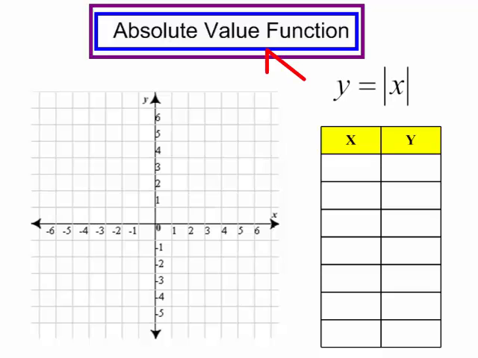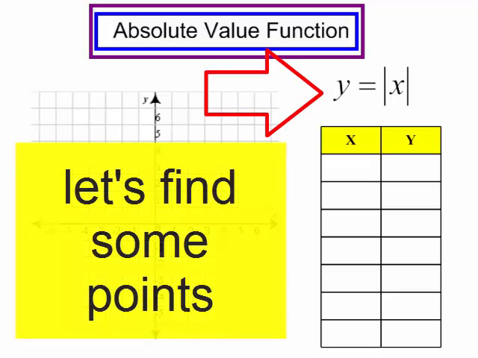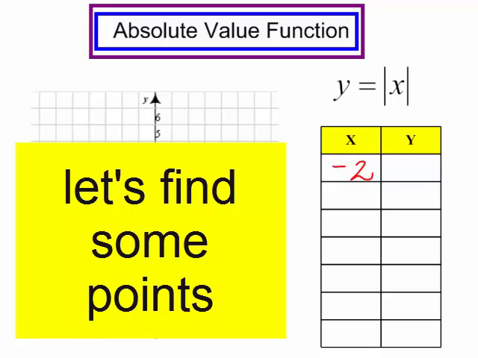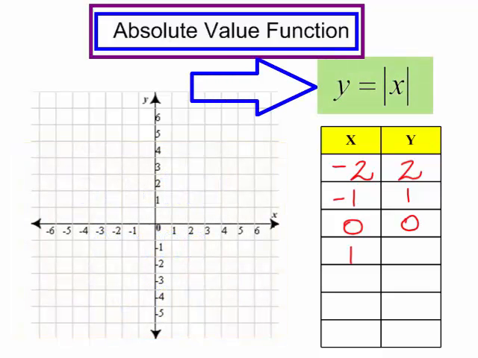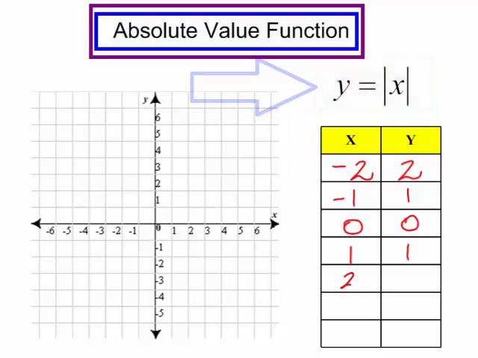We can also plug in values for x and solve for y to get several points for our graph. If x is negative 2, we will have y equals the absolute value of negative 2, which is simply 2. What about if x equals negative 1? We will have y equals the absolute value of negative 1, which is equal to 1. If x equals 0, we will have y equals the absolute value of 0, which is simply 0. And I can continue plugging in numbers for x and solving for y.